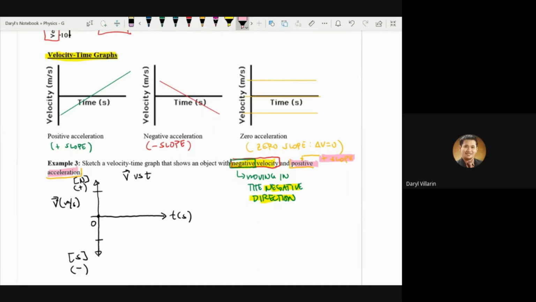So if I'm going to create such a graph, it should be somewhere here. Because if you can see, that's a positive slope. This one here is a positive slope. However, all of this part here is your negative direction.